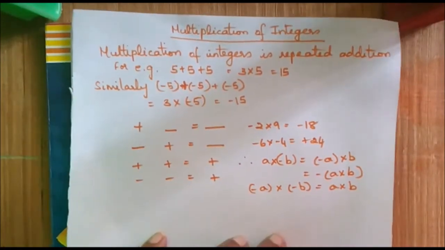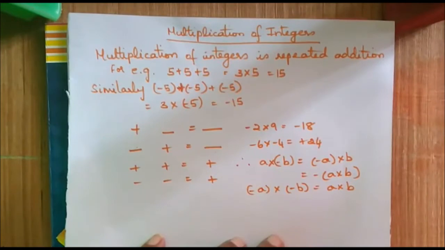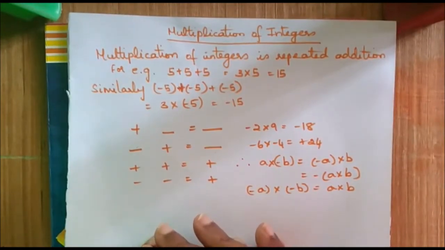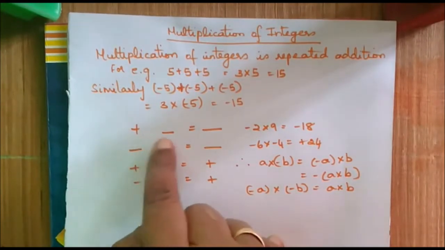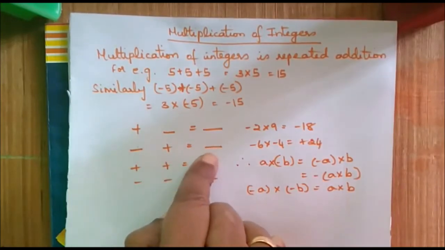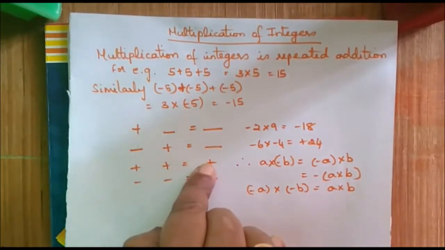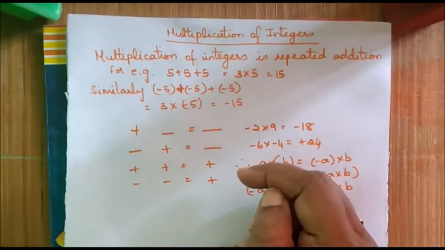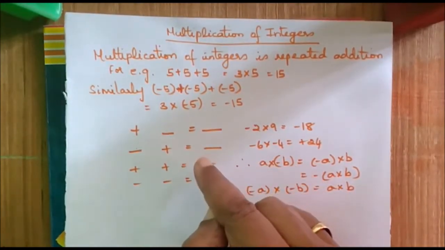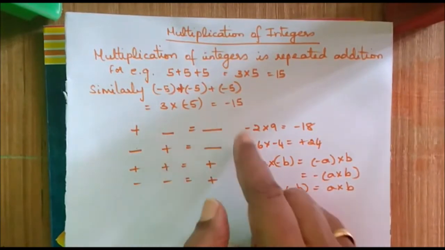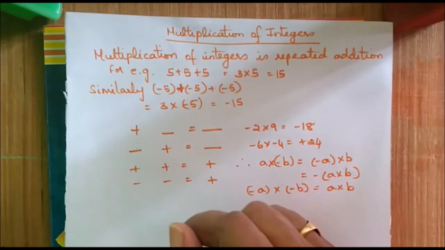Okay, now in multiplication and division, if we keep these four rules in mind, we will not make any mistake with the sign. Plus into minus is minus, minus into plus is minus, plus into plus is plus, minus into minus is plus. That is, here we needn't worry about which number has the highest sign. It is just enough if we remember these four rules.